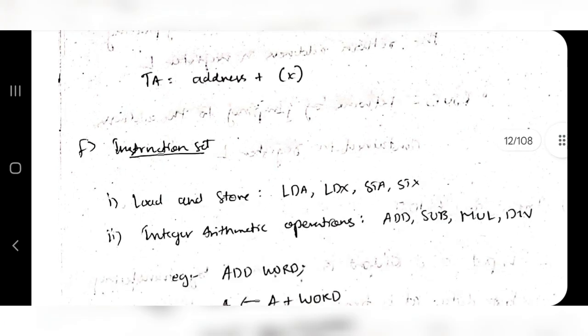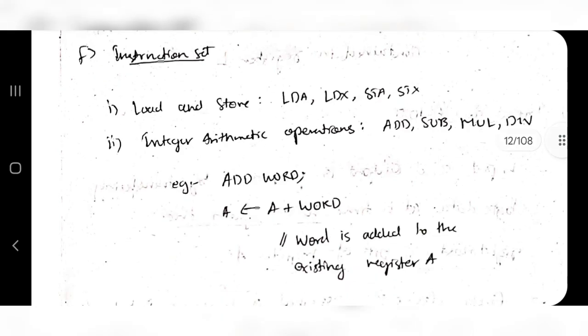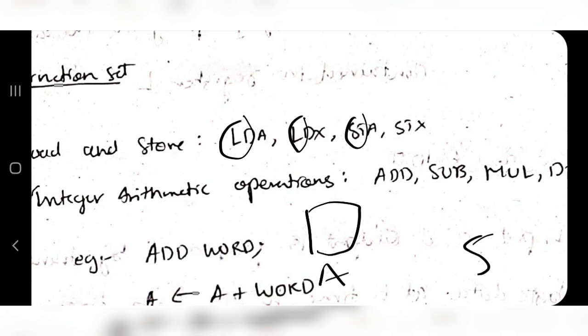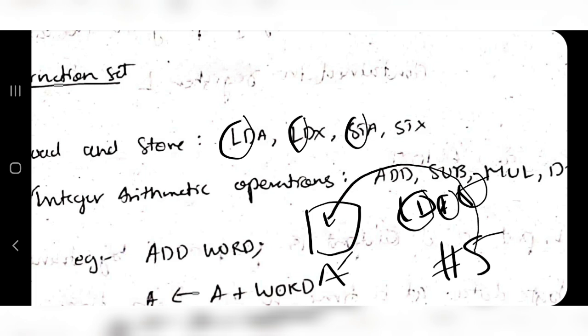The next one is the instruction set. Different types of instructions like LDA, LDX, STA, STX. LD means load, ST means store. If you have a value 5 and write LDA #5, LD means load, A means in the A register, and 5 is the value. So you will load 5 into the A register.